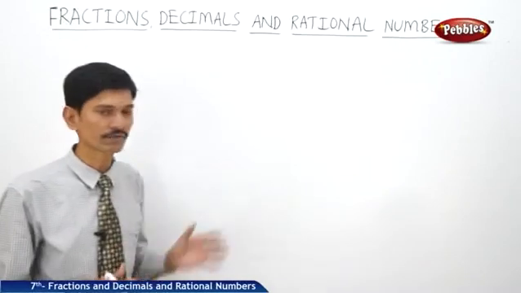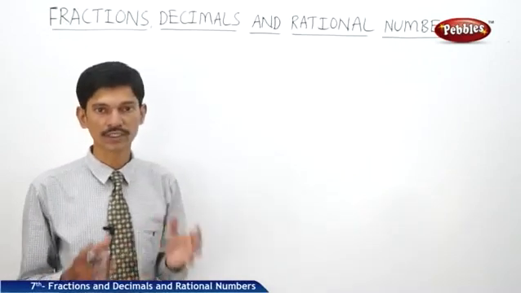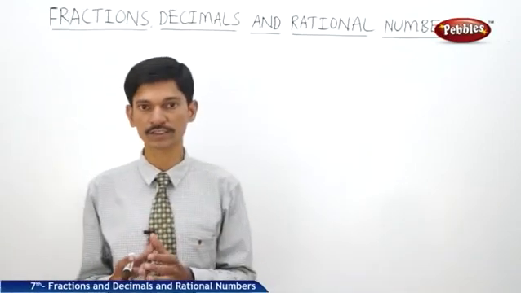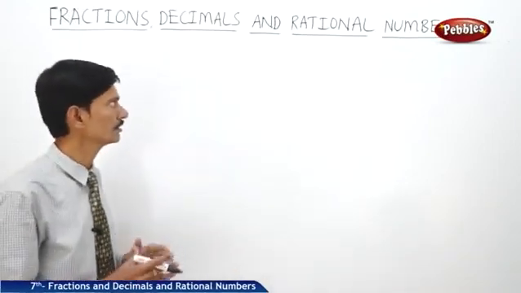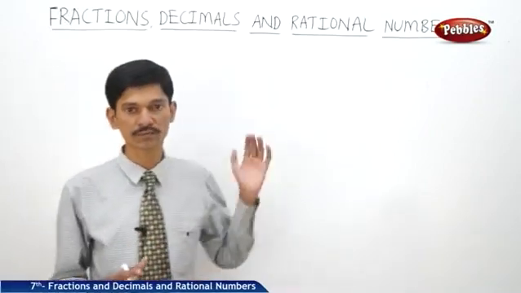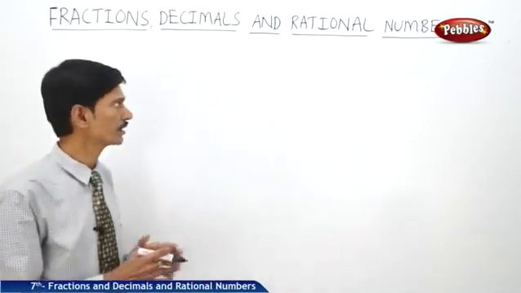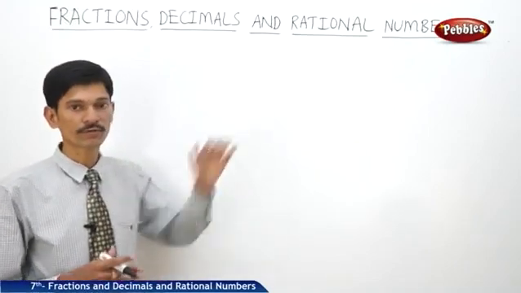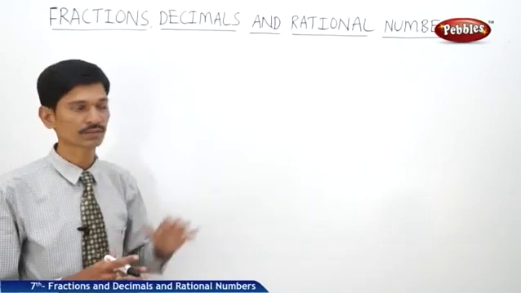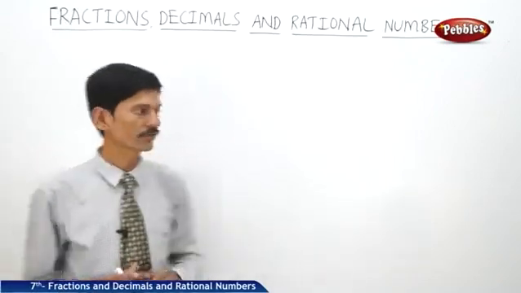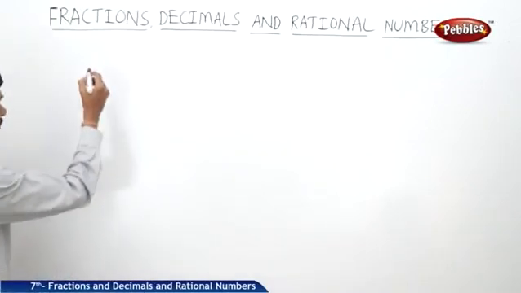Now in this class we will revise all those topics once again, and we will also learn how to multiply and how to divide the fractions, and we will also learn the multiplication and division of decimal numbers, and also the bigger collection of numbers, that is the rational numbers. So we will find the equivalent rational numbers, and we will also learn how to add and subtract the rational numbers. Now first, what is a proper fraction?